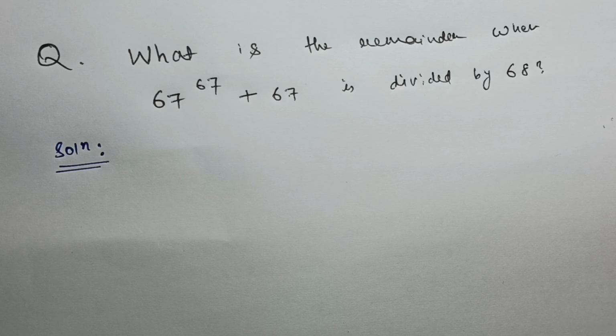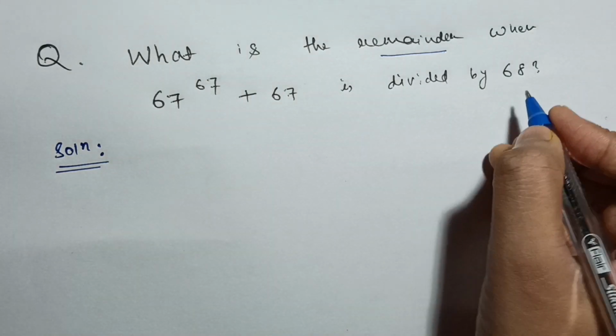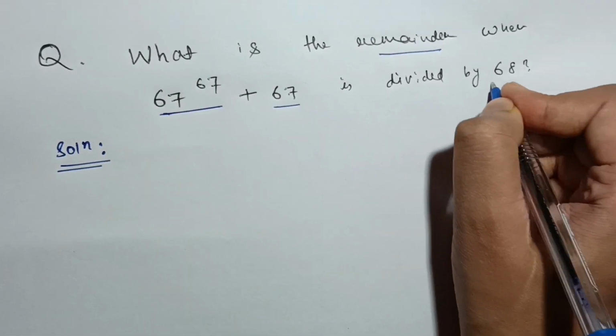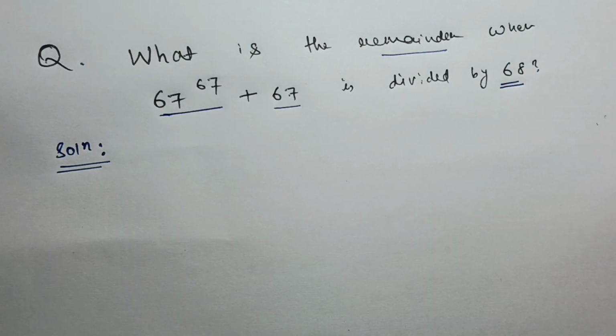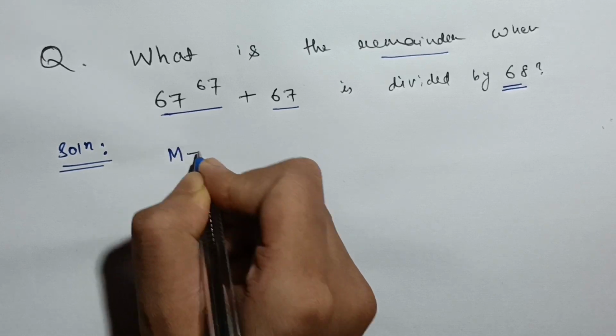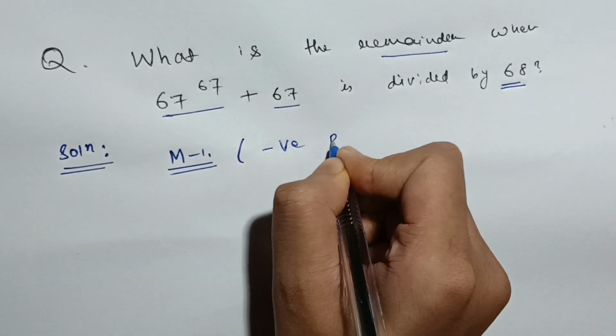In this video, we are going to discuss a very nice question on remainders. The question says, what is the remainder when 67 raised to the power 67 plus 67 is divided by 68? Now here I will use two methods. Let us discuss the first method. In the first method, we will use the concept known as negative remainder.